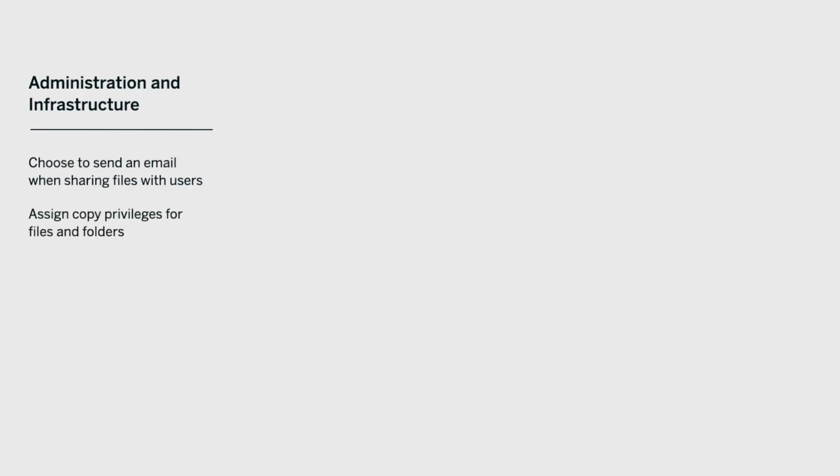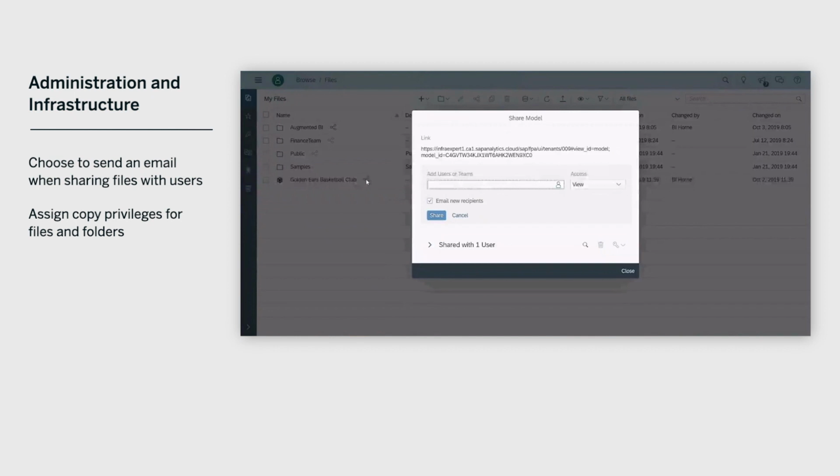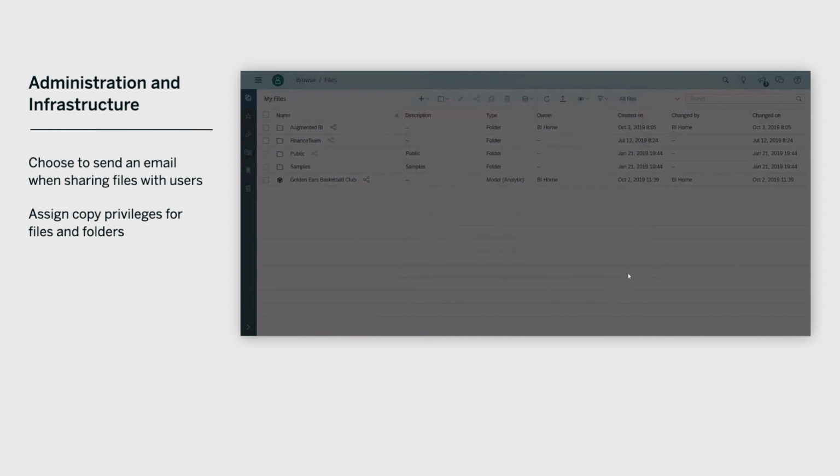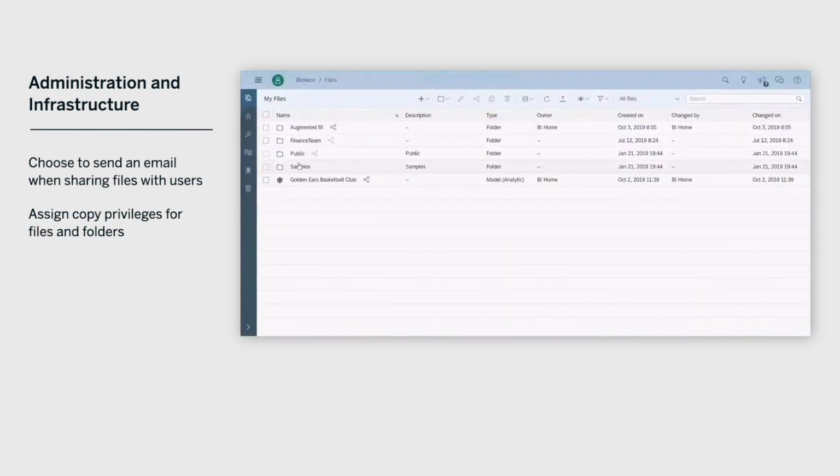Either way, the power is in your hands, and changing users' access rights to the shared file later will not trigger any new notifications. Administrators can now assign copy privileges for files and folders in order to prevent users from cloning information and creating unauthorized derivative work. Disabling the copy rights will remove the Save As button, as well as the copy feature for files and folders. This is another great example of SAP Analytics Cloud leading in enterprise readiness by helping you ensure information stays secure and accessed only by the right people.